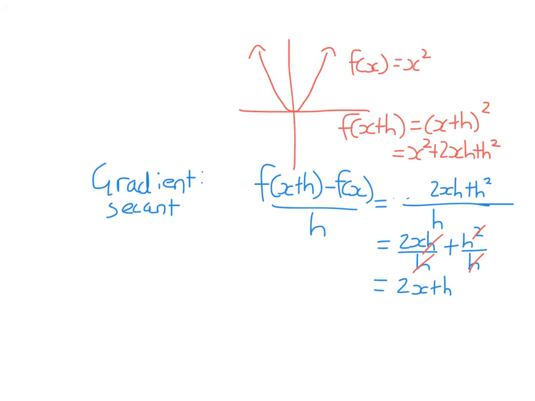So what actually is this? Well, x is the first point I choose and h is the distance between them. That is the gradient of any secant along this curve.